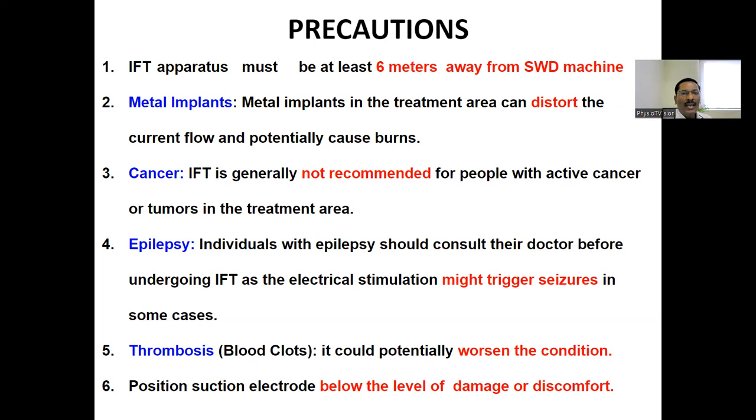Cancer. In any malignancy, it is not recommended to use any type of stimulating current, and IFT is not an exception. Coming to epilepsy, the stimulating current may trigger a seizure. That's why it is not advisable to use it in epilepsy, or it may be used with the consultation of the treating doctor. And thrombosis, IFT can definitely worsen the thrombosis.